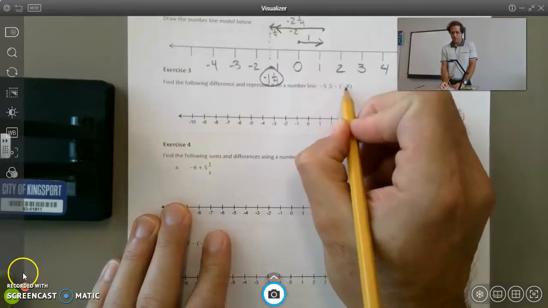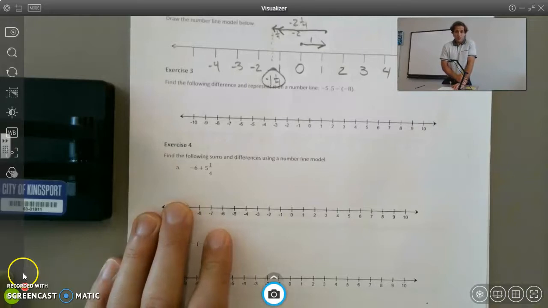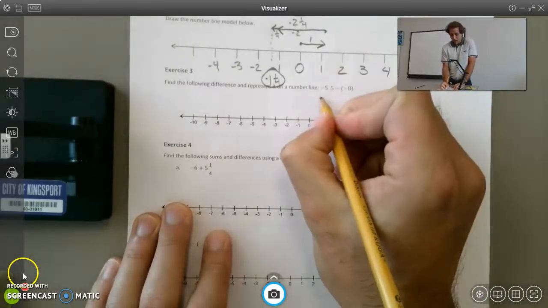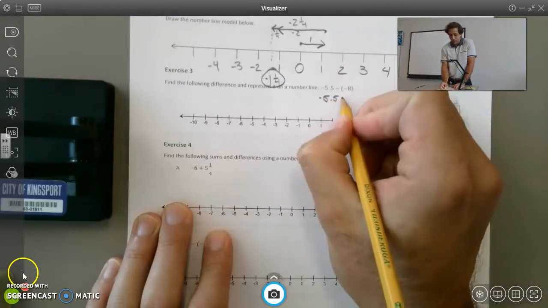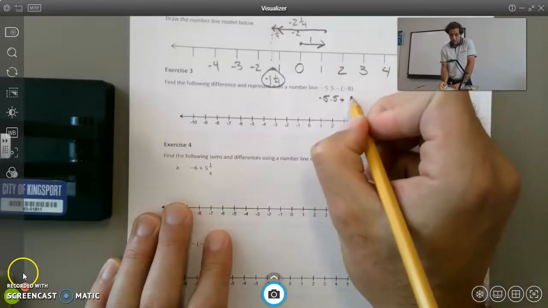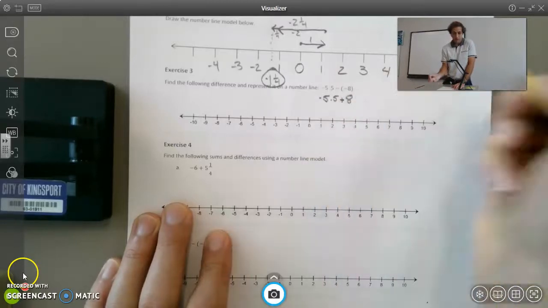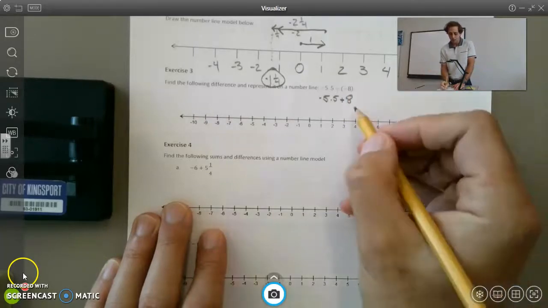-5 5/10 minus -8. This is where we see whether or not you've really been paying attention. Because -5 5/10, if I change this subtraction to addition, I have to add the opposite, which means -8 becomes +8. Remember that whole discussion? If I take away a negative, my value increases, right? So if I'm subtracting -8, I'm actually increasing by 8. I'm taking away a negative.